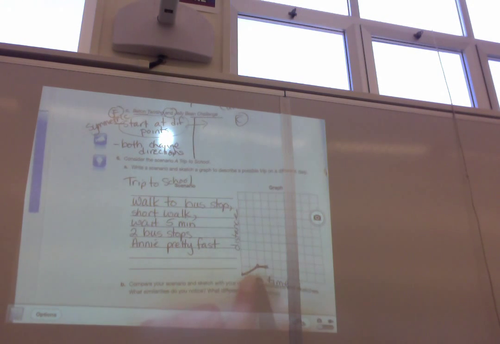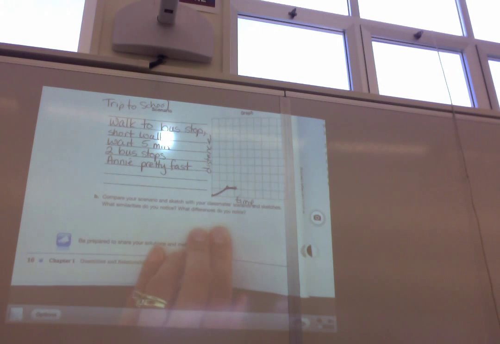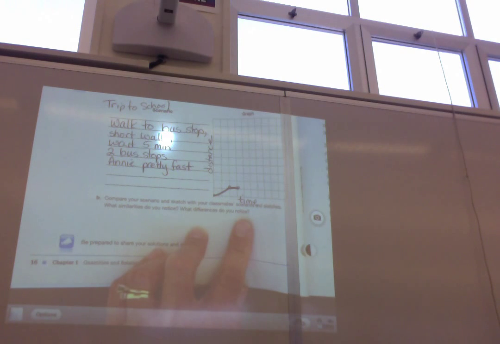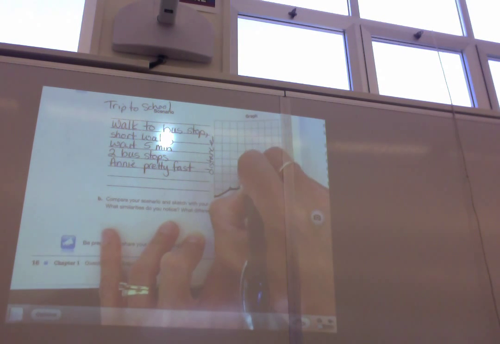So there's him walking. There's him sitting at the bus stop. Is that too low? Here we go. Okay, that's the walk segment. Here's the bus stop. And now there's only 2 stops, but this bus driver drives pretty fast. So I'm only going to draw one of the stops because I only have a tiny little graph. Very slow is a small slope. Very fast is a tall slope. But here's one bus stop. Here's another bus stop.